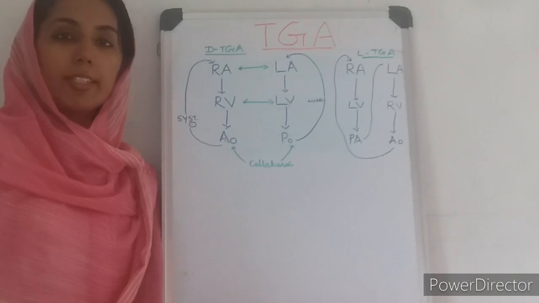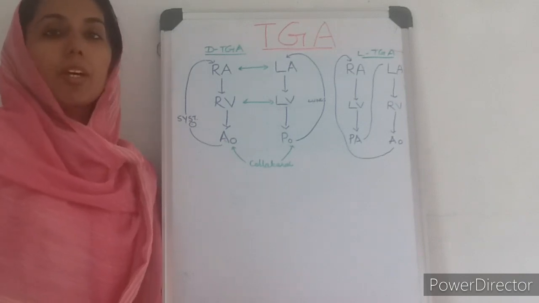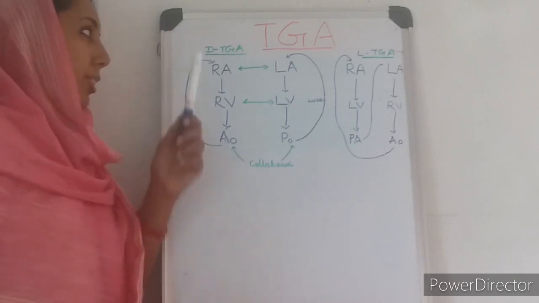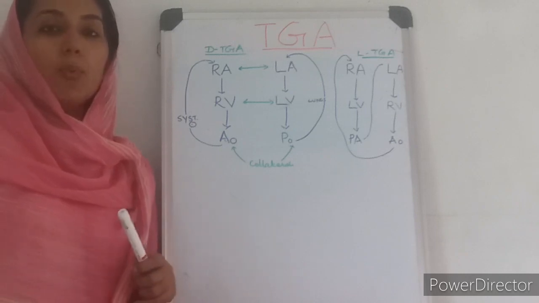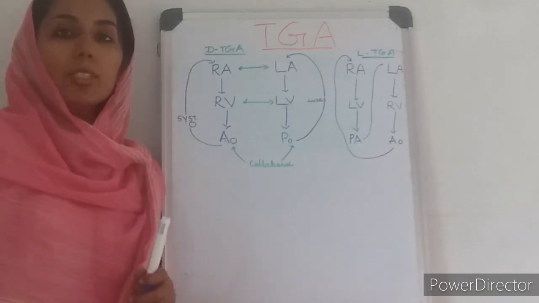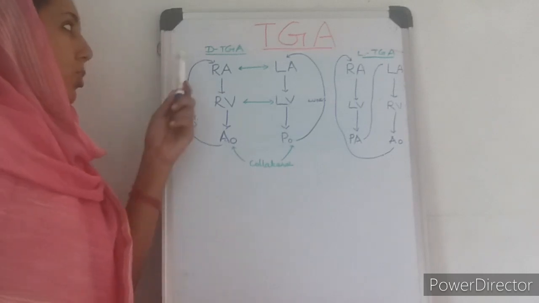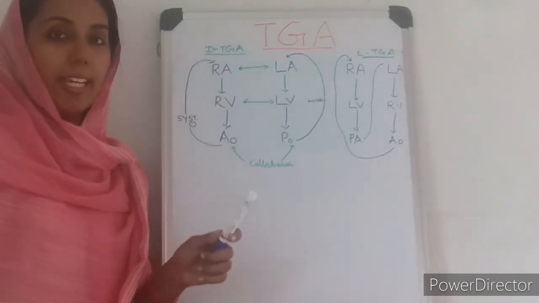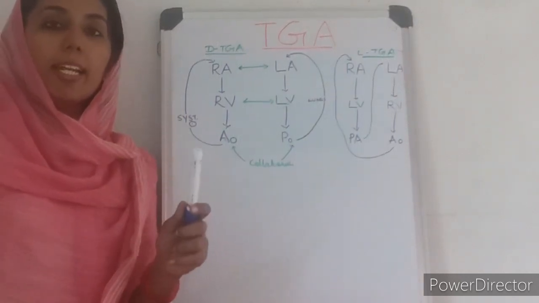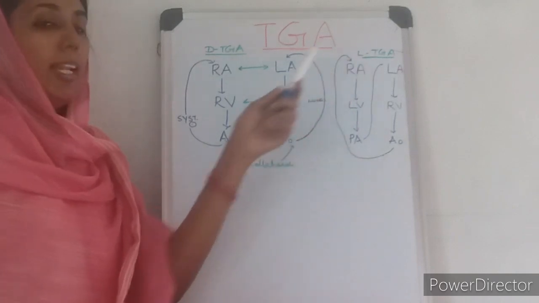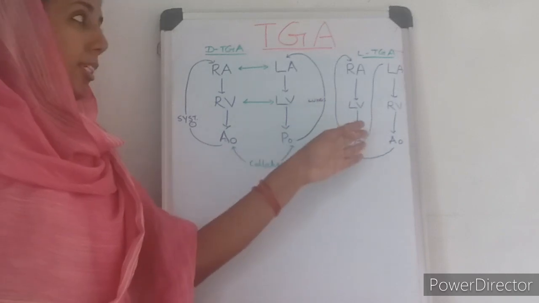Today we will discuss another topic, that is the transposition of great arteries, TGA. We have two types of TGA. One is the DTGA and another is the LTGA. In DTGA, the aorta is placed anterior and to the right of the pulmonary artery. Hence it is called dextro, that is DTGA. Whereas in LTGA, the aorta is placed anteriorly but to the left of the pulmonary artery. So it is LTGA. Let's discuss first the DTGA and later we will discuss the LTGA part.